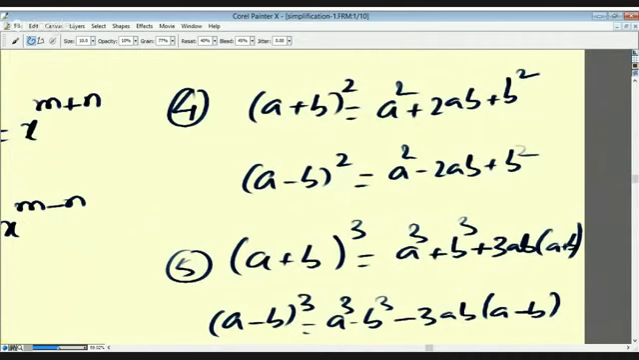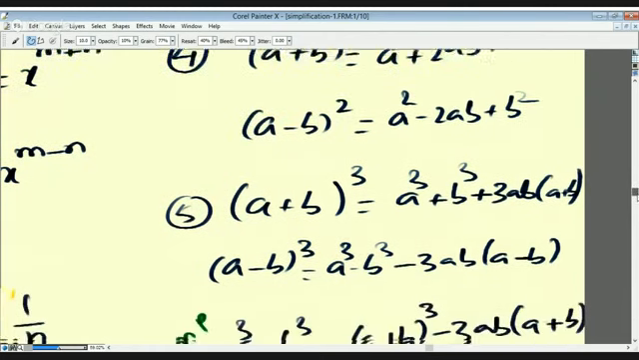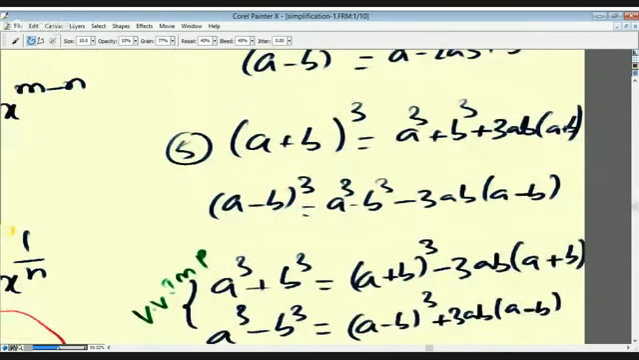And the fifth one is (a+b)^3. That is nothing but a^3 + b^3 + 3ab(a+b). And (a-b)^3 is a^3 - b^3 - 3ab(a-b). These are very important. In a minus b, all minus will be there. In a plus b, all plus will be there.